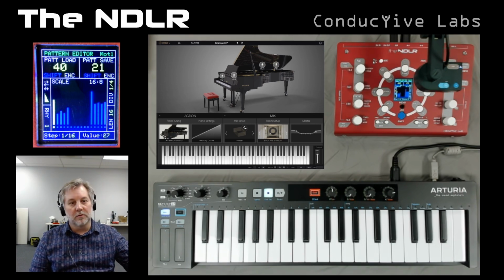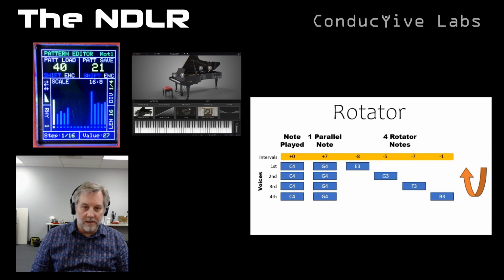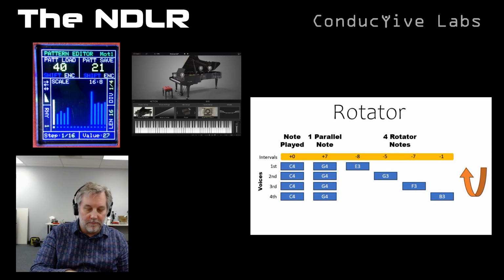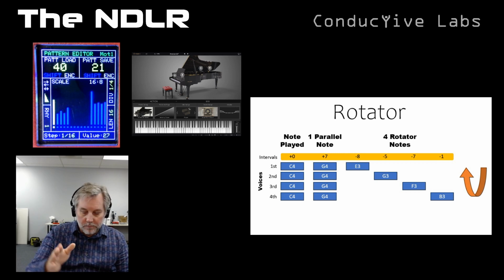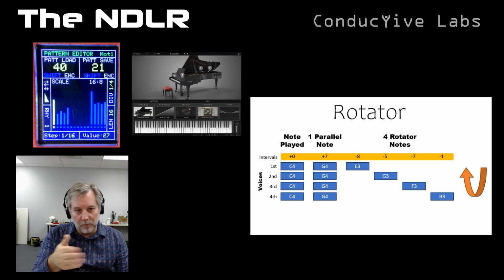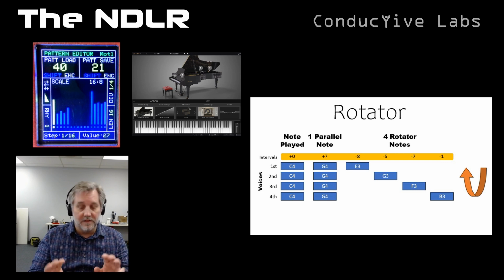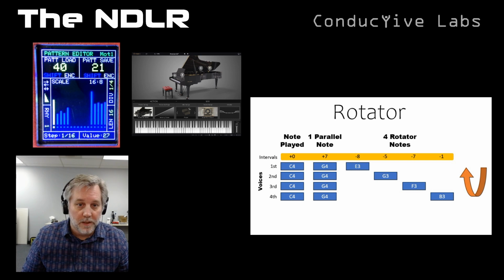I'm going to switch to a graphic here, and this shows us how the rotator is done. There's the note that you hit, and then there is a parallel note. In the screen here, the first line is what interval the parallel note is. You can set these, but we'll just use Robbie's for now. The parallel note is +7 semitones, which is a fifth above the note that you play.